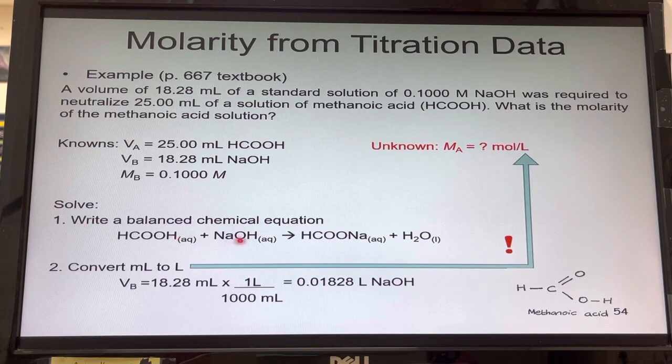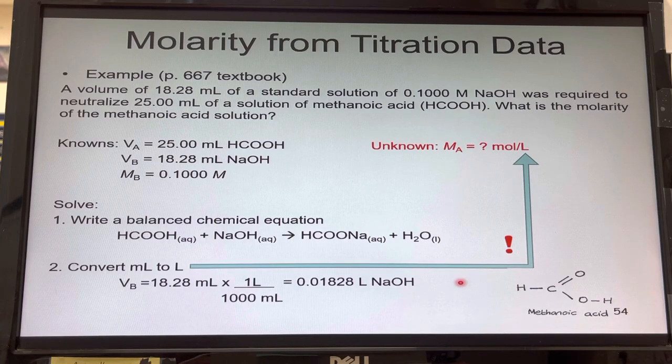You have to write a balanced chemical equation. Oh, boo-hoo-hoo. Yes, you do. It's very much in line with stoichiometry, where you need to have that information first. But we just did some of these. You just showed me that you could take a base and an acid and turn it into a salt and water, okay? So I think you have that down.